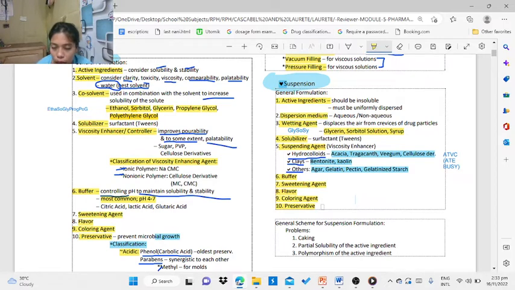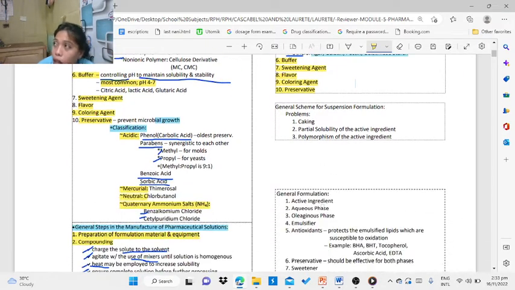At saka salt: meron tayong acid, tapos salt. Kung ammonium, chloride is the preservative.